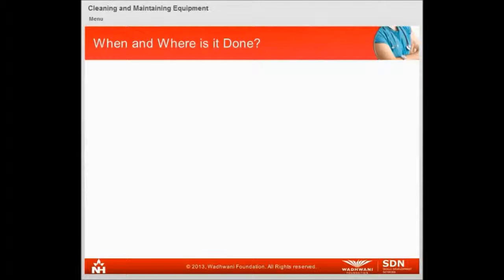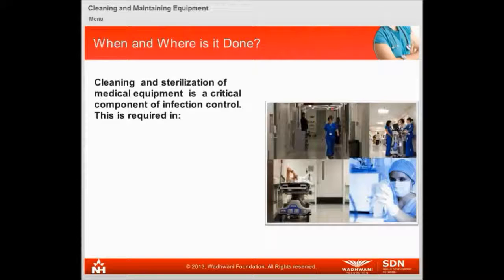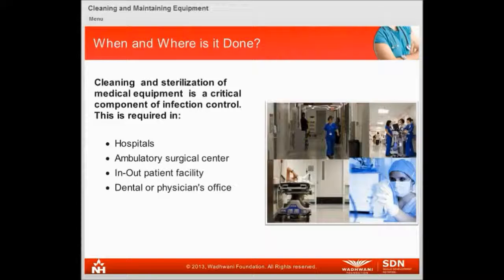Let's understand when and where it is done. Cleaning and sterilization of medical equipment is a critical component of infection control. This is required in hospitals, ambulatory surgical centers, outpatient facilities, and dental or physician's offices.